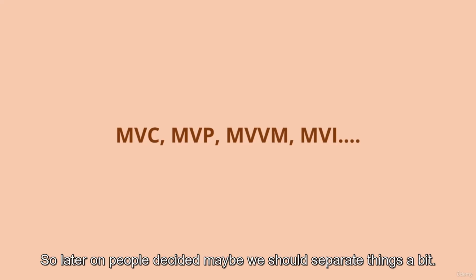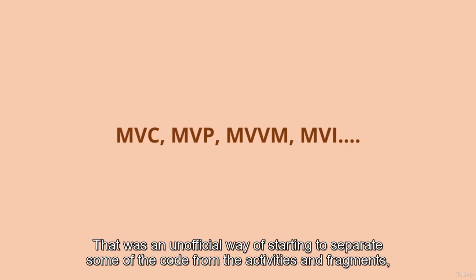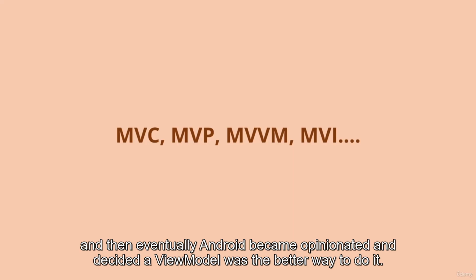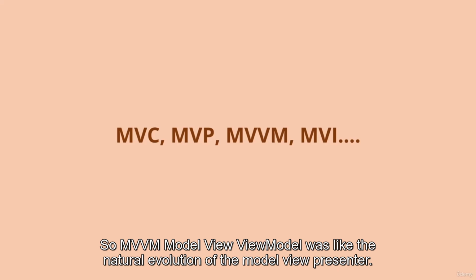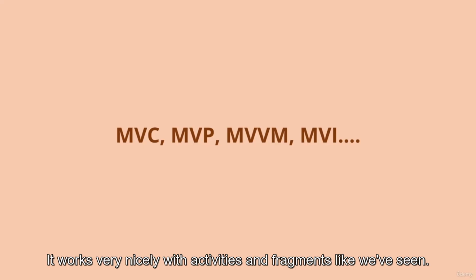So later on people decided maybe we should separate things a bit, so MVP was Model View Presenter. People were starting to put some of the business logic that didn't touch the UI in a thing called a presenter. That was an unofficial way of starting to separate some of the code from the activities and fragments, and then eventually Android became opinionated and decided a view model was the better way to do it, so MVVM, Model View View Model, was like the natural evolution of the Model View Presenter. The view model acting a bit like a presenter, except the view model is very much aware of the lifecycle. It works very nicely with activities and fragments like we've seen.